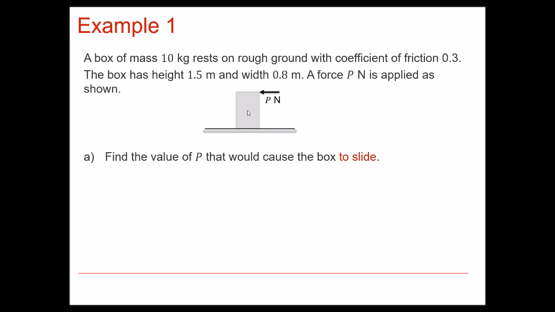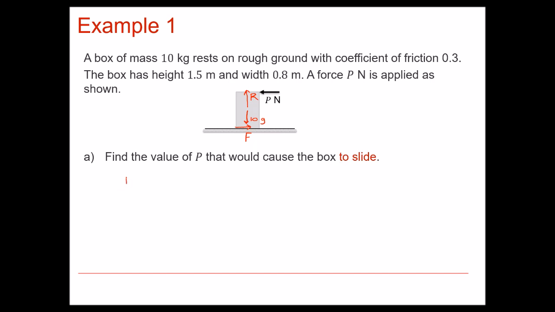Well, obviously there's going to be the weight of the box. It's 10 kilograms, so the weight will be 10g. And there will then be a normal reaction force. It's acting from the ground, but I'm going to place it here on this diagram because we're not going to think about moments yet, and that will be R. And there will be friction acting on the box here, acting to oppose the push. If it's about to slide, then that friction will have its maximum value.